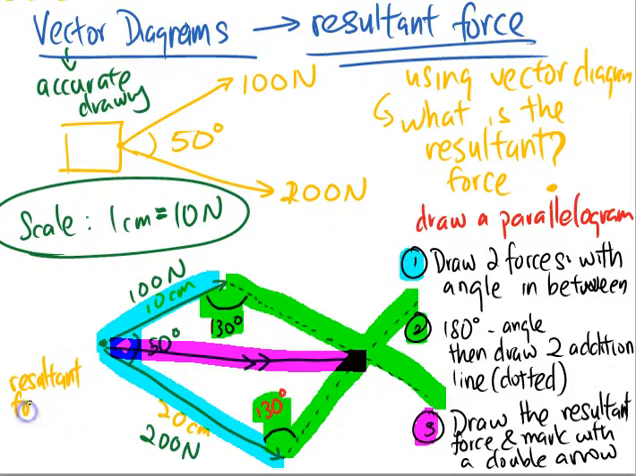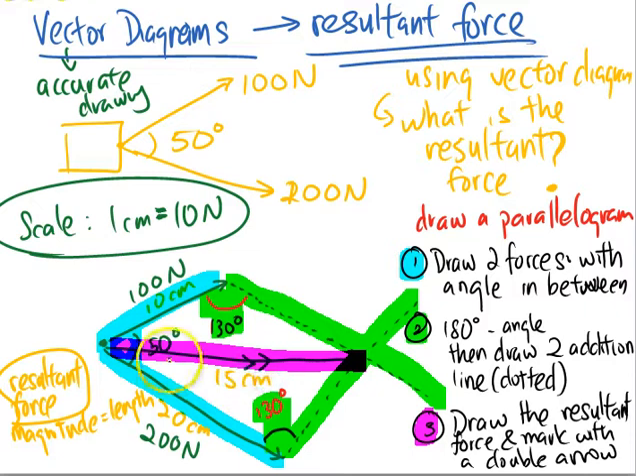Your resultant force, the magnitude is equivalent to the length of the line. So you measure this length here and it tells you the magnitude. For example, if this is maybe 15 cm, so what is the force over here? If this is 15 cm, the force over here will be 150 newtons. So the length determines the magnitude.